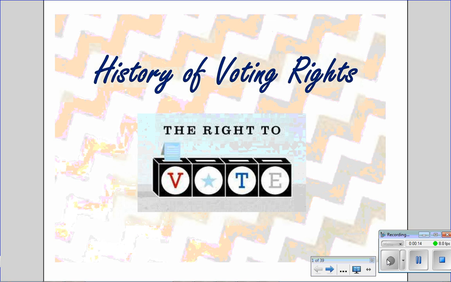So far we've been talking about the political parties and what their goals are, mostly to win elections, and how they use propaganda to do that, and how they have the functions of educate, nominate, recruit, watch, and win. We've talked a little bit about the differences between Democrats and Republicans, and they're all trying to get your vote. But today we need to talk about the history of voting rights and how you actually go about voting. So let's get started.